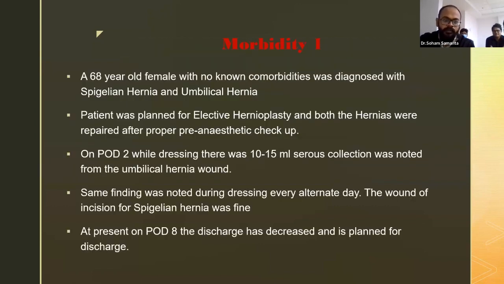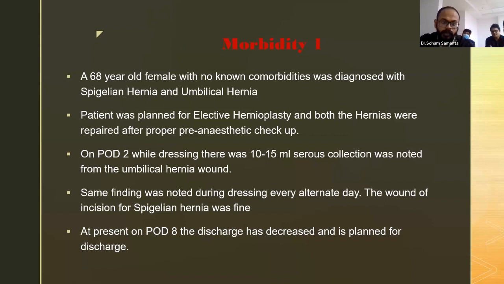A 68-year-old female with no known comorbidities was diagnosed with spigelian hernia and umbilical hernia. The patient was planned for elective hernioplasty, and both the hernias were repaired after proper pre-anesthetic checkup.